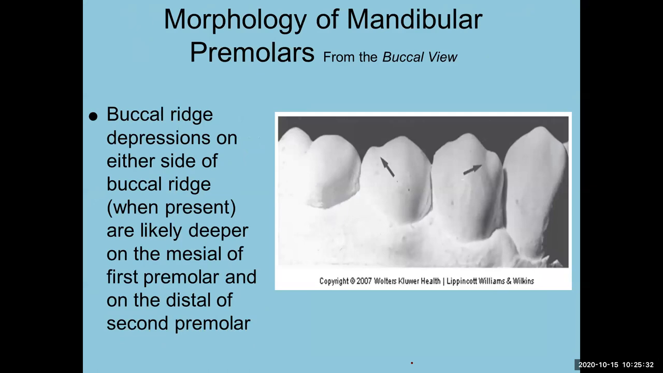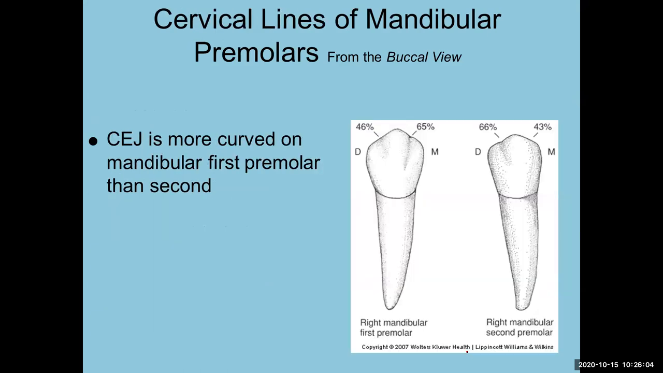To confuse issues even more, the buccal ridge depressions on either side of the buccal ridge, when present, are likely to be deeper on the mesial of the first premolar than of the second premolar. So what this is showing you is the first premolar is on the mesial, the second premolar is on the distal. Do you have to draw that? No, unless you want to make this one of those identifying characteristics, you can. The CEJ is more curved on the mandibular first premolar than it is on the second.